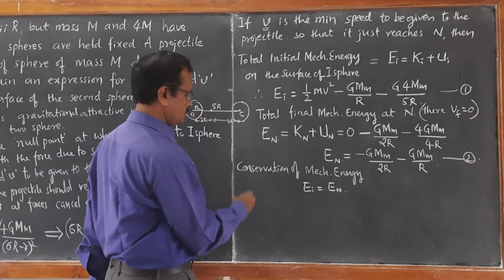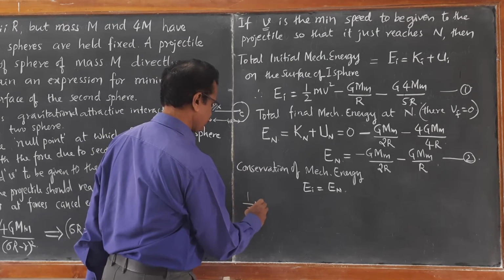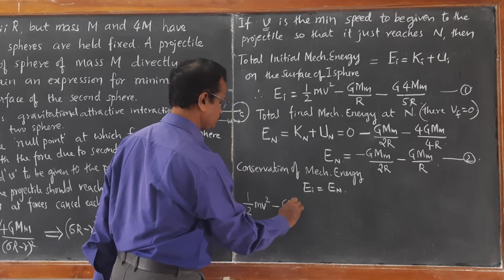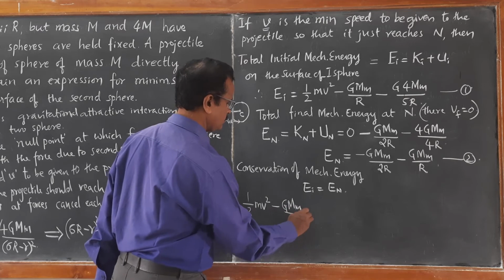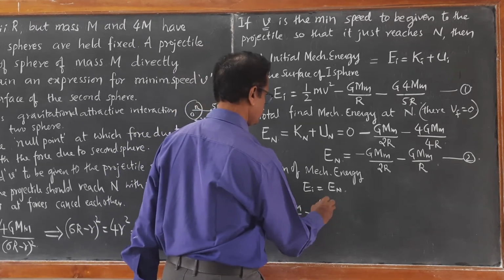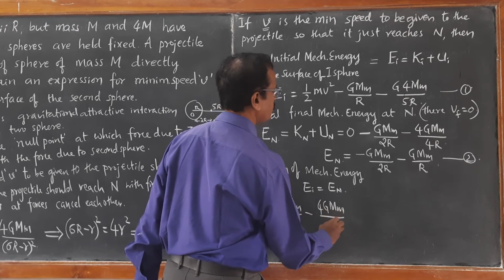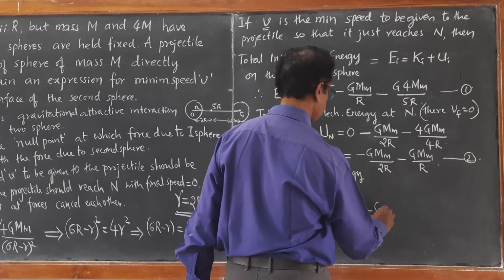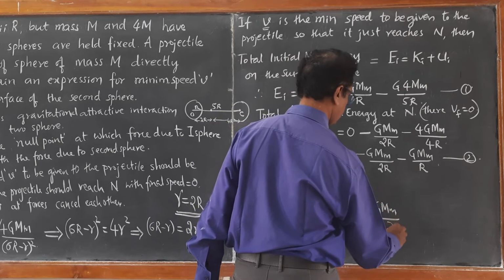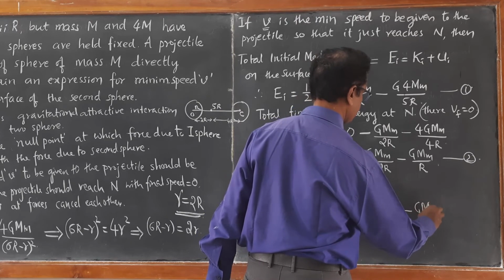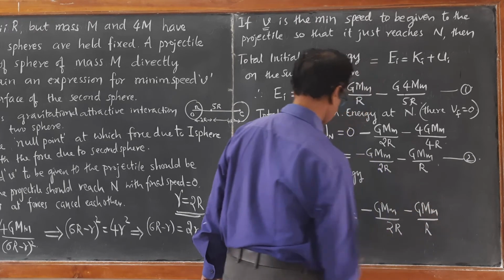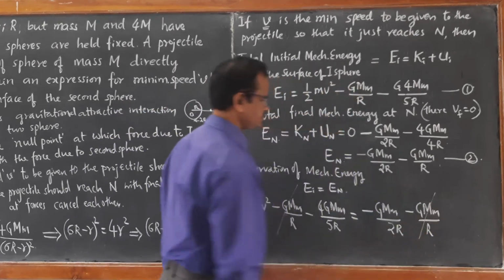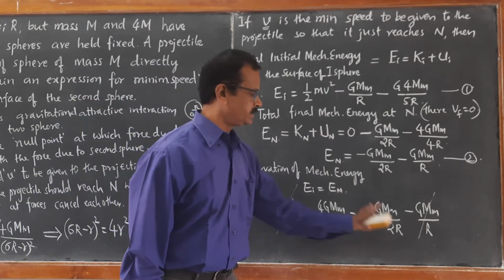So you are left with half mv square minus GMm upon r minus 4GMm upon 5r equal to these two terms, minus GMm upon 2r minus GMm upon r. So you can see here this cancels with this term. So you are left with only 1, 2, 3 terms.